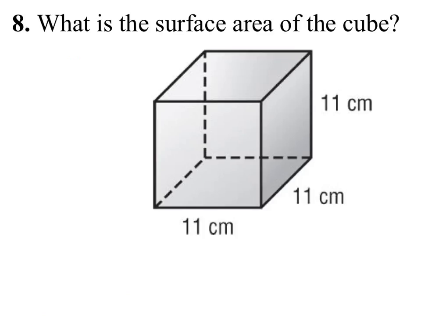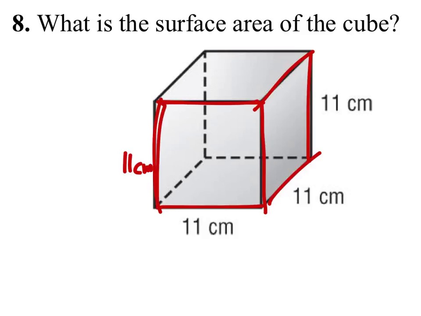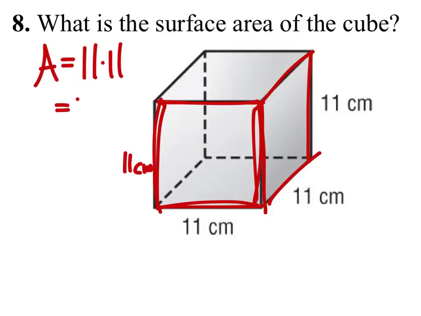Alright, what is the surface area of the cube? And here's the nice thing about cubes, is each of the surfaces or faces of the cube are the same. They are squares, and each of them, as we can see, even on this face, is 11 by 11. We could put 11 centimeters there just to show that this square has an area of 11 by 11. So the area of that front face is 11 times 11, which is the same as 121 square centimeters.